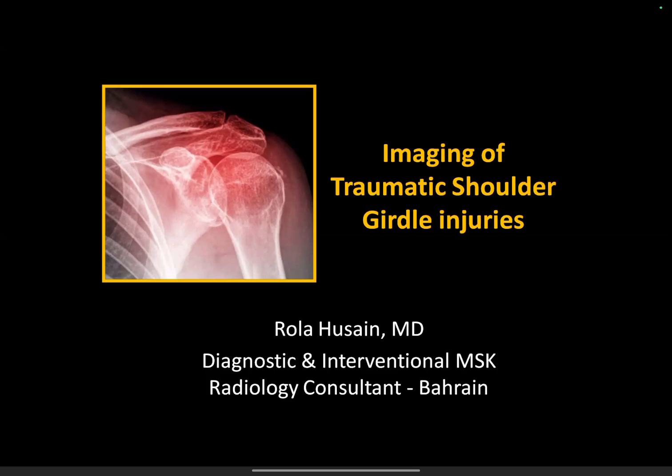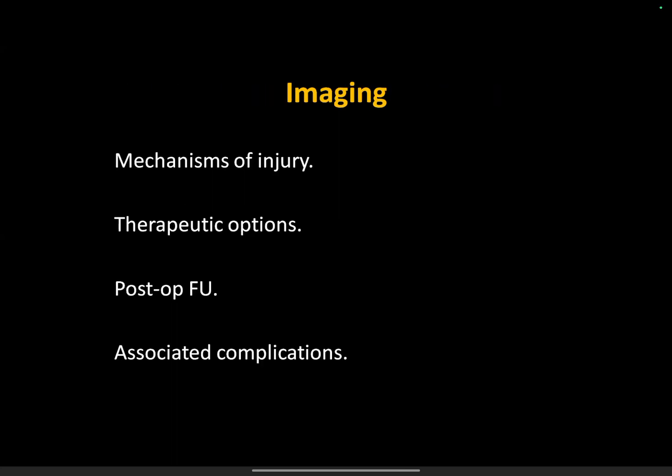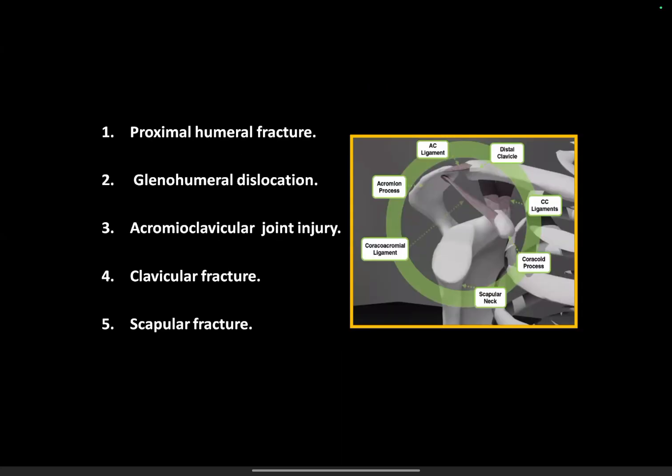Perfect. Okay, so today we'll be talking about imaging of traumatic shoulder girdle injuries. To start with, they're quite common injuries, especially the ones in acute setting, and they basically depend on the patient's age and the mechanism of injury. Imaging plays a quite important role in guiding the surgeon on the next best step. We can gather a lot of information from imaging, for example, the mechanism of injury itself, therapeutic decision, whether to go conservatively or surgically, how to manage the post-operative follow-up, and to look for any other associated complications.